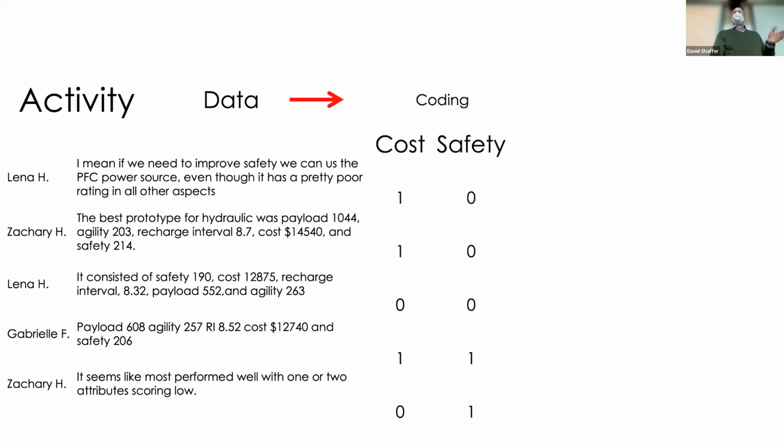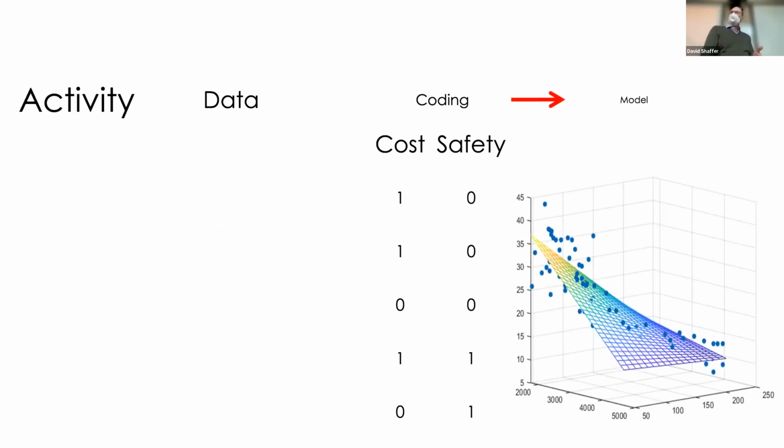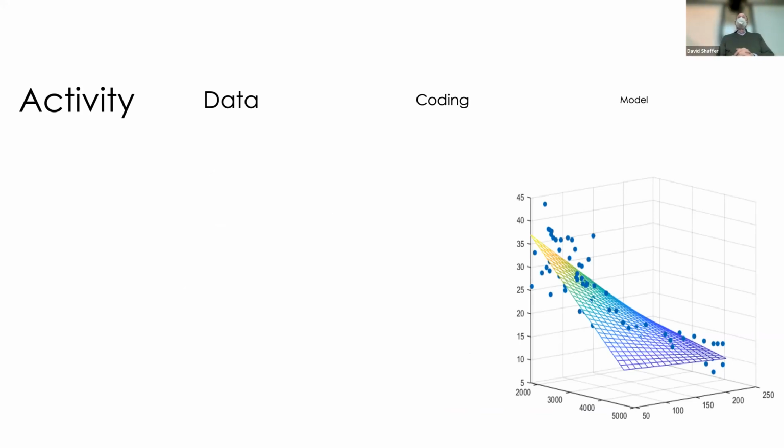We take the data and we turn it into some kind of code, and then we forget about the data and we work with the code. But notice now the code has a lot less information than the data did. And then we take the code and we turn it into a model. And now we forget about the codes and we work with the model. And of course, the model also has a lot less information than the codes did, which had less information than the data, which had less information than the activity. And this is actually good.